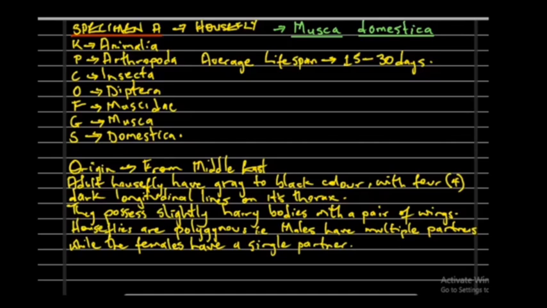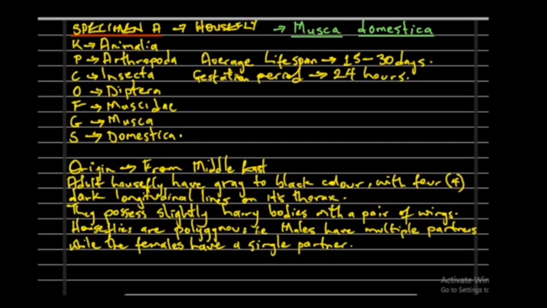Now, their gestation is approximately 24 hours. That is the time it takes for them to actually produce their eggs. Gestation period is 24 hours. So that is how long it takes them to actually produce their eggs.